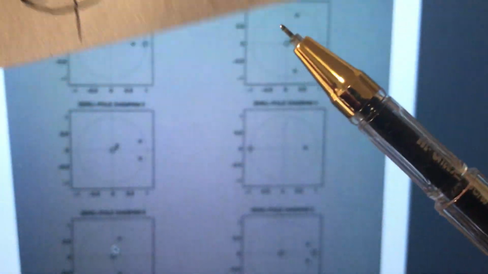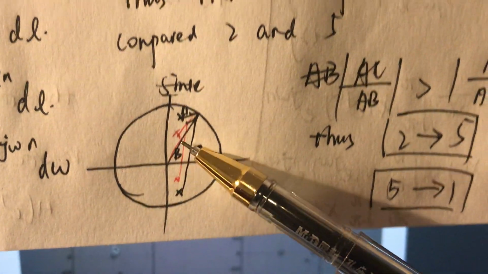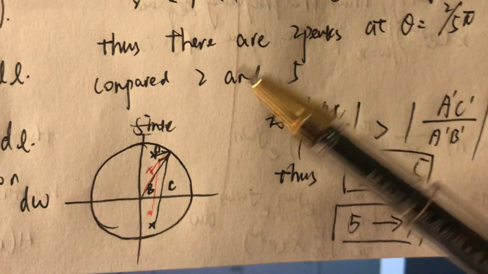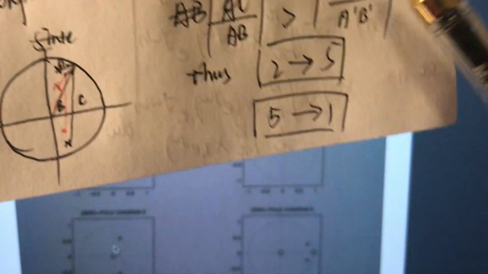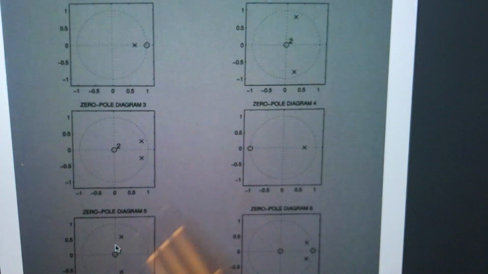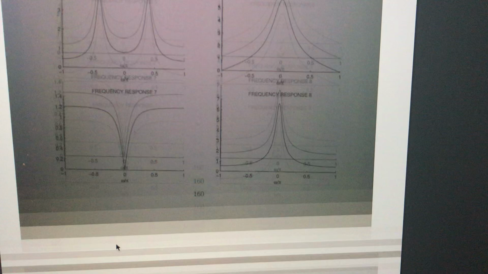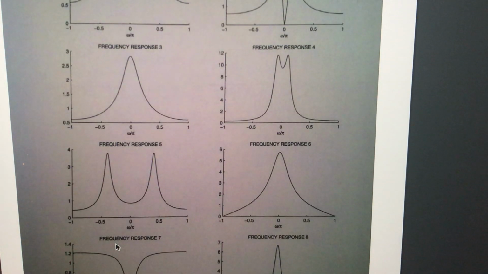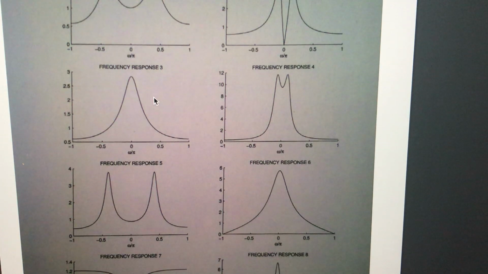So since we could find that in diagram 2, the absolute distance is bigger than in diagram 1, which means that when omega equal to 0, diagram 2 will have lower frequency, which means diagram 2 matches with diagram 5 and diagram 5 matches with diagram 1.